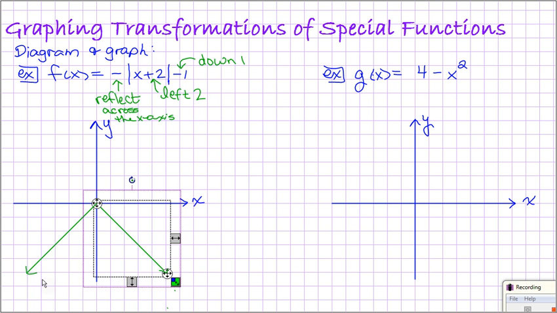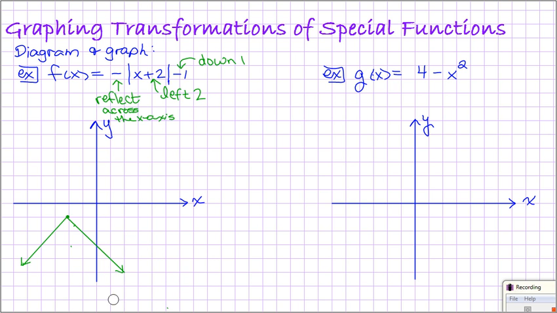So every point would move left 2 and down 1. So the vertex would move left 2, down 1, and all of the other points on the absolute value function. So I would start here, and I could simply just draw my absolute value function in there. I'll go back and erase what I had earlier so that it's obvious which one my answer is. Okay, so this is the graph of f of x. I reflected it and then I translated it.